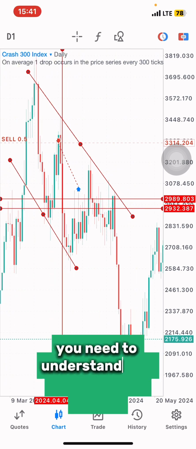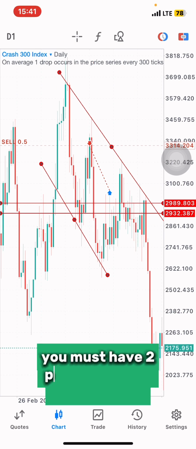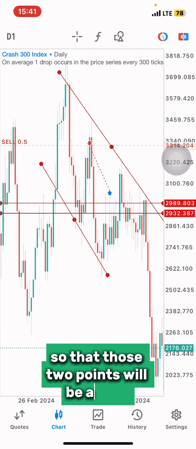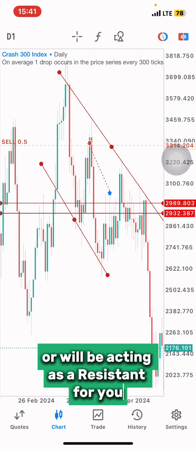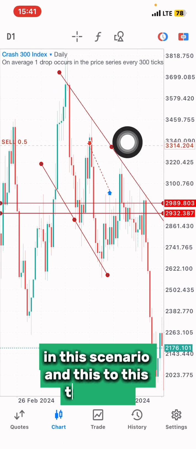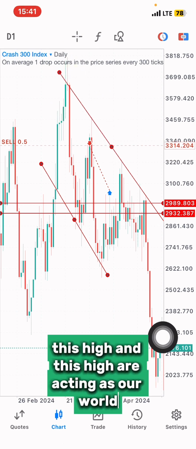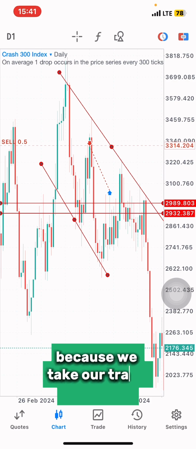Now, as a beginner or as a price action trader, you need to understand that when you are trading a trend line rule, you must have 2 points touching the trend line, so that those 2 points will act either as support or as resistance for you. In this scenario, this high and this high are acting as our major resistance, because we take our trade downward.